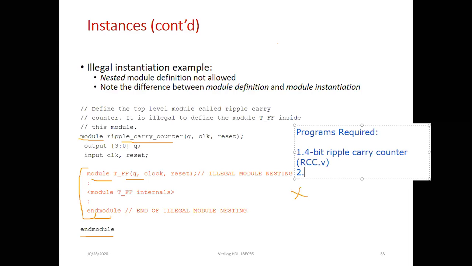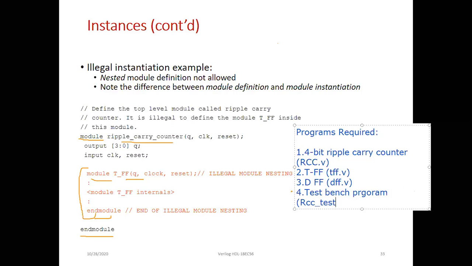Second, TFF, that is the T flip flop. I will name it TFF.b, because that is the second program. Which is the third program? DFF, that is the D flip flop, right? I will name it DFF.b. Third program. What is the fourth program now? The fourth program is the test bench program, so I will name it RCC underscore test dot B.